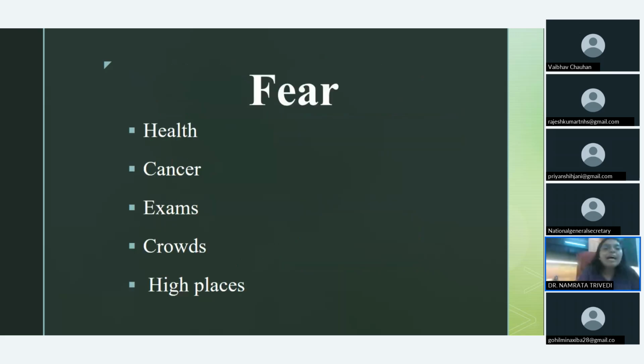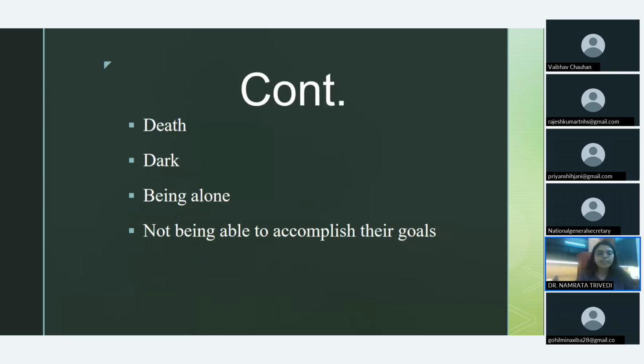Now the fear. Carcinosin has a fear of health, fear of cancer, fear of exams, fear of crowds, fear of high places, fear of death, fear of being alone, and fear of not being able to accomplish their goals, because his survival all depends on success. If he is not successful in a given task, it means death to them, it means destruction to them. He has to perform. He has to overextend himself to perform a task and be successful in that particular task.